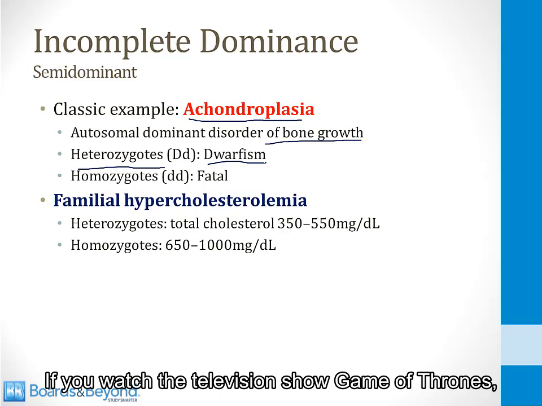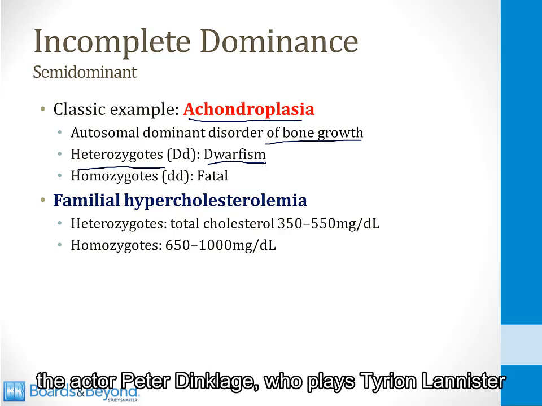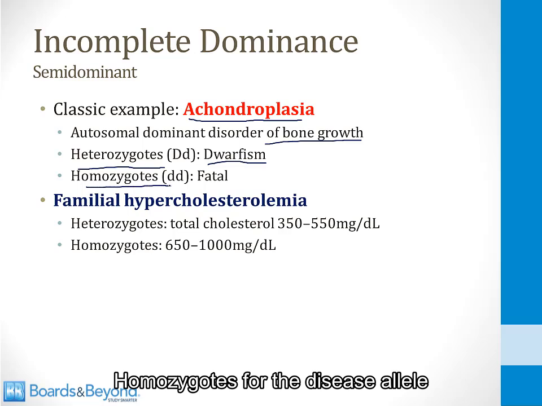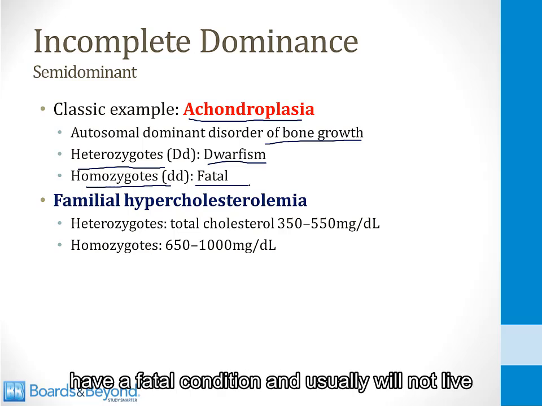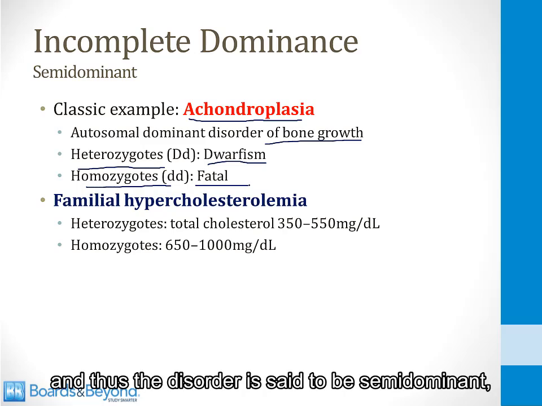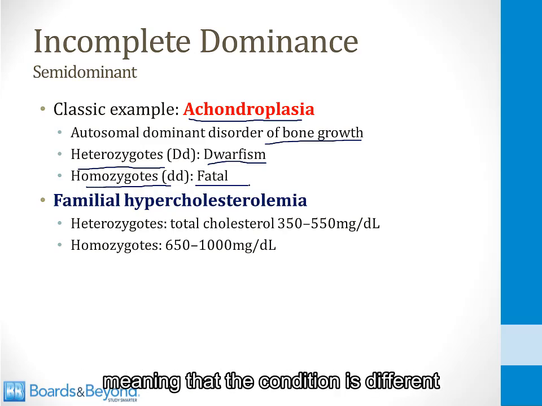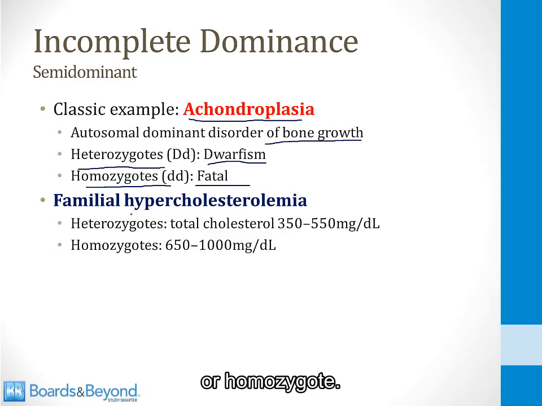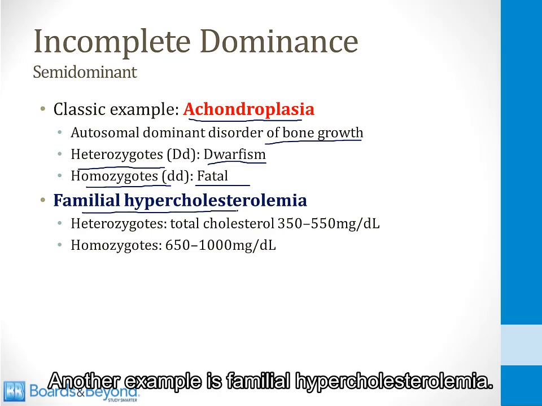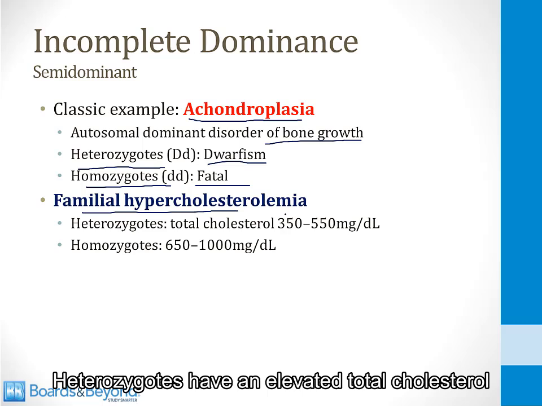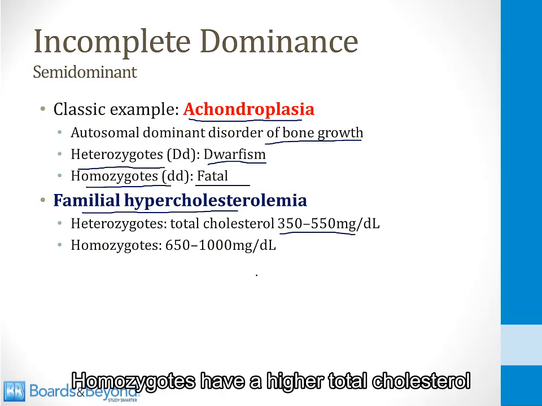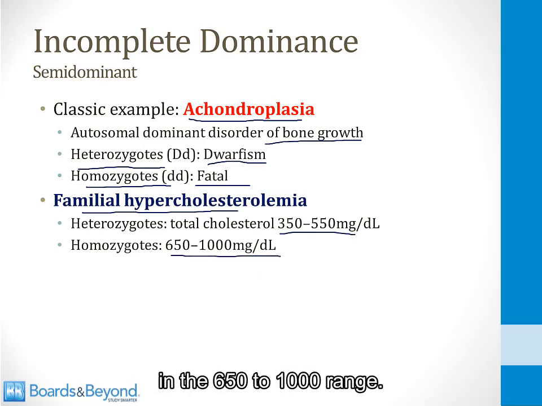If you watch the television show Game of Thrones, the actor Peter Dinklage, who plays Tyrion Lannister, has achondroplasia, and that's why he has short stature. Homozygotes for the disease allele have a fatal condition and usually will not live beyond the first few months of life, and thus the disorder is said to be semi-dominant, meaning that the condition is different depending on whether a person is a heterozygote or homozygote. Another example is familial hypercholesterolemia. Heterozygotes have an elevated total cholesterol in the 350 to 550 range. Homozygotes have a higher total cholesterol in the 650 to 1000 range.